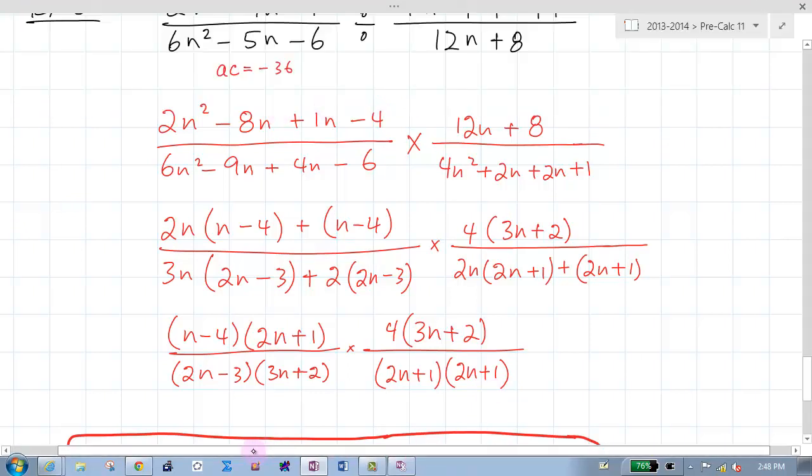Okay, I have 2n plus 1 occurring both in the numerator and the denominator. I can cancel them out. 3n plus 2 can be canceled from the top and the bottom. Is there anything else? I think I'm done. And you go, okay, 4 times n minus 4 over 2n minus 3 times 2n plus 1 would be the most simplified form of this.